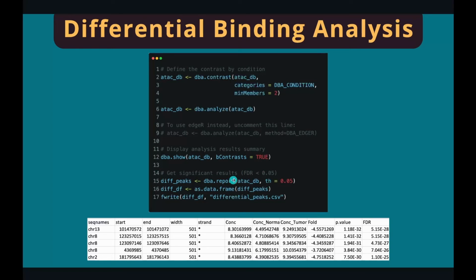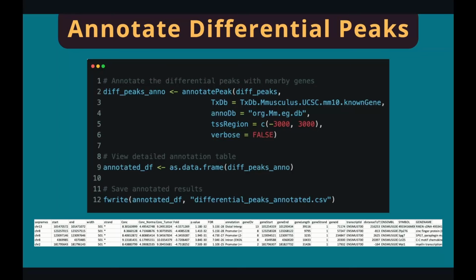Input is our DBA object. We can use FDR less than 0.05 as our threshold. Convert the GRanges object into a data frame, and you can save the table to our computer. The table is exactly the same as our DEG table in RNA-seq data analysis, except we have peaks instead of genes. To associate differential peaks with genes, we can use the annotatePeak function.